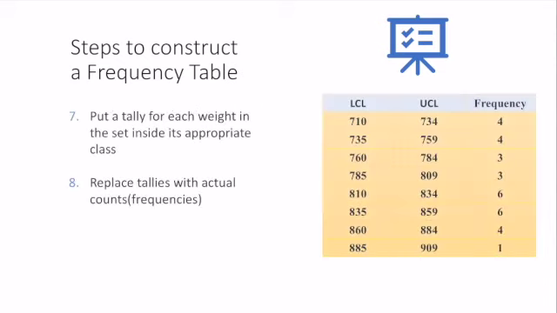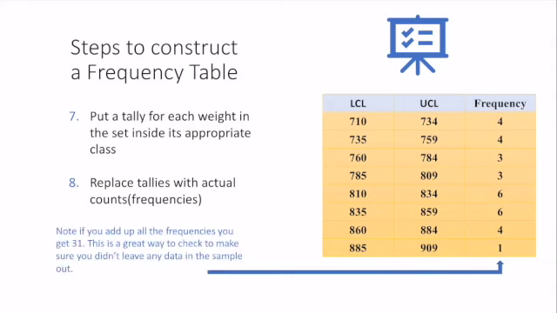We then put these in a table, and we replace our tallies with actual frequencies. So I have 4 bison that weigh between 710 and 734 pounds, 4 bison that weigh between 735 and 759 pounds, and so on and so forth. Note that if we add this up, we will get 31, and that's a way to make sure we didn't miss any of the bison in our sample. Our sample size was 31, so no bison was left behind.